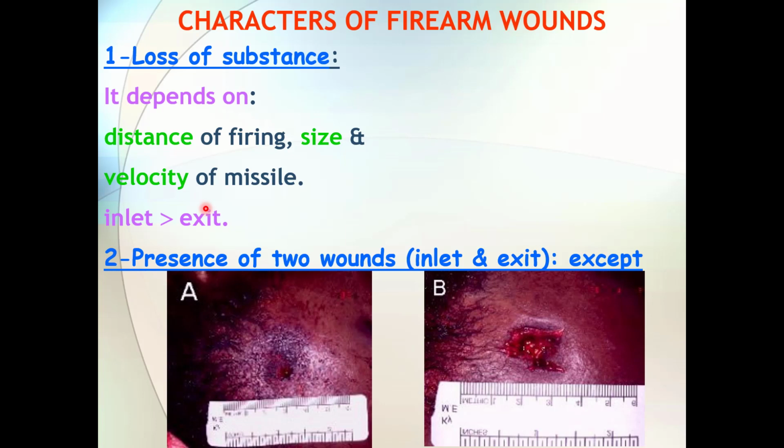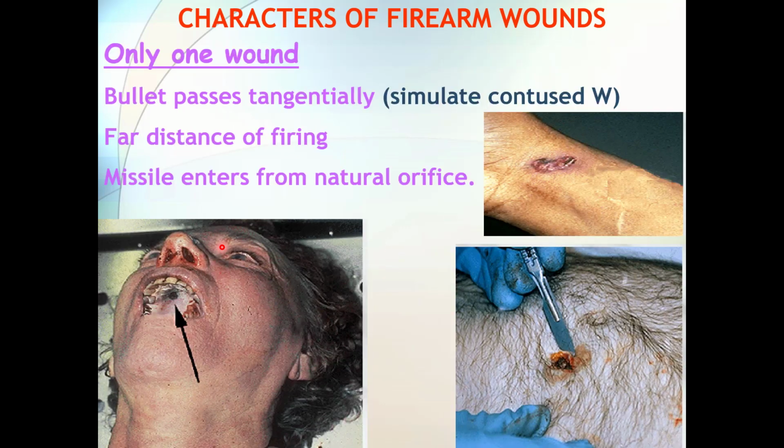Also, we found two wounds, inlet and exit, in firearm injuries. And this is the second character of firearm injuries, presence of inlet and exit. Except sometimes we found only one wound, if the bullet passed tangentially, it leads to a wound simulating a contused wound.